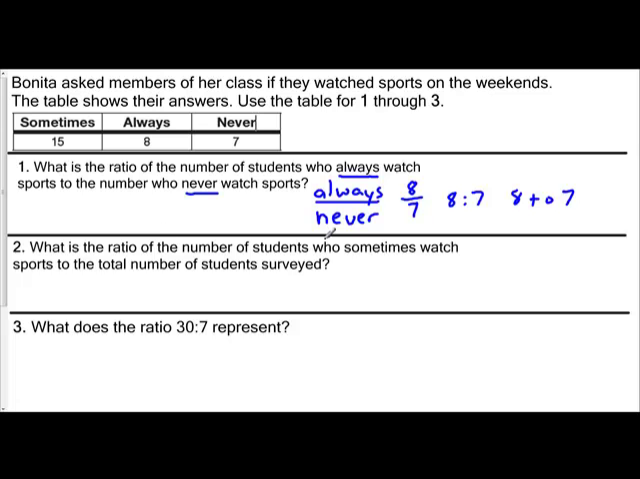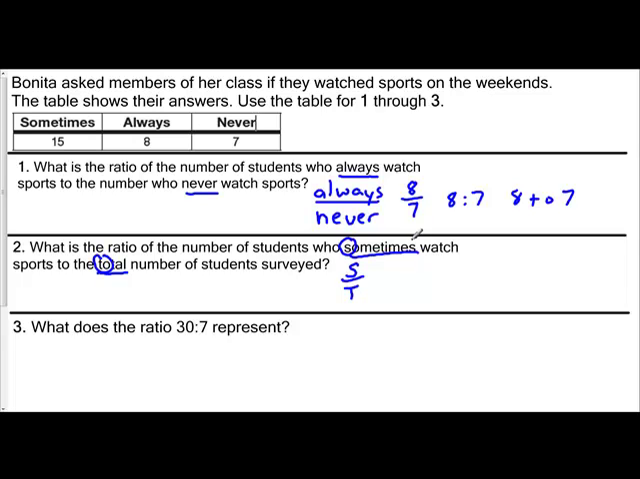What is the ratio of the number of students who sometimes watch sports to the total number of students surveyed? Here's what I'm going to do. Instead of writing out sometimes and total, I'm going to write S and T, sometimes to total. It makes my life a little easier, especially when we start getting more complicated with problems and doing proportions and solving for unknown numbers.